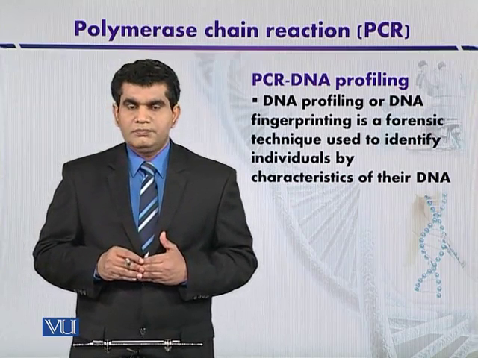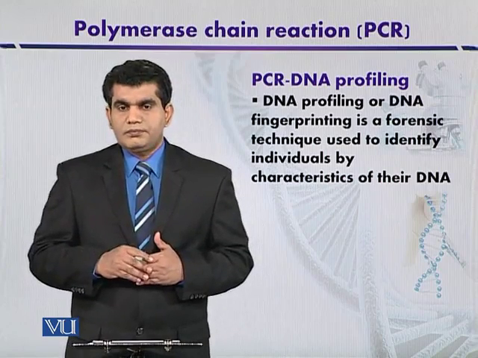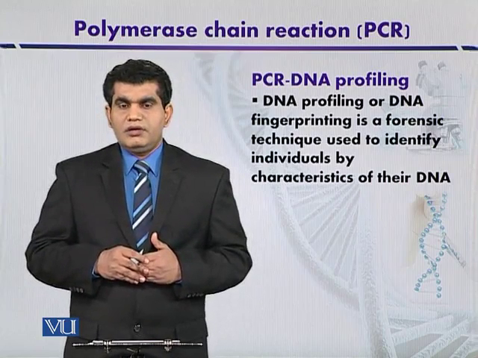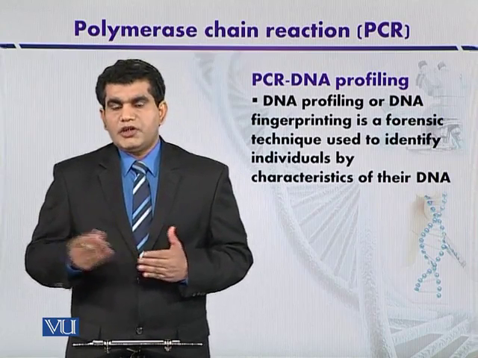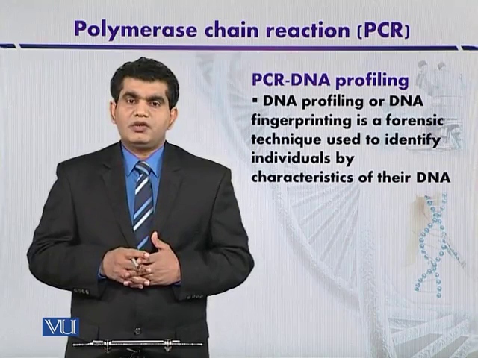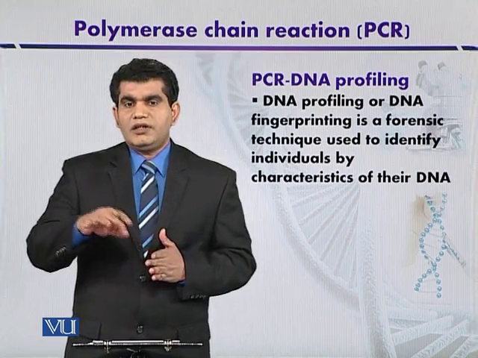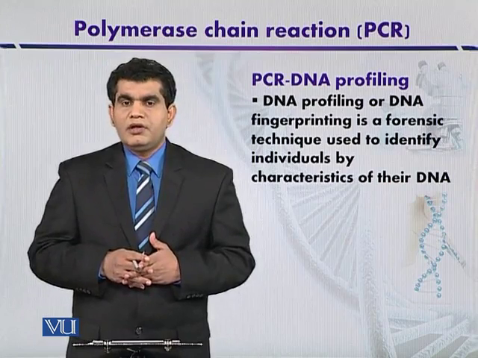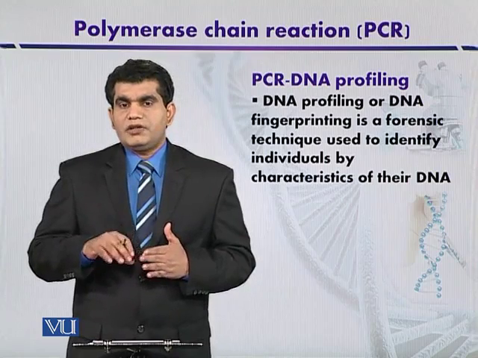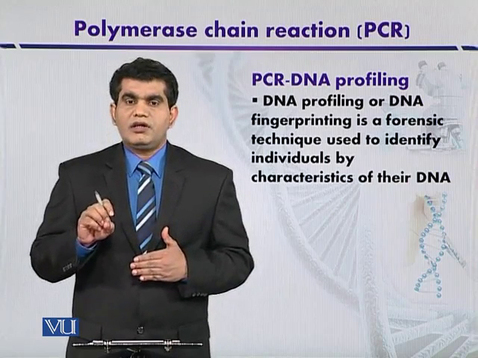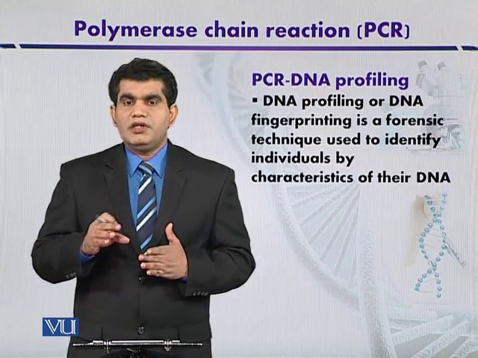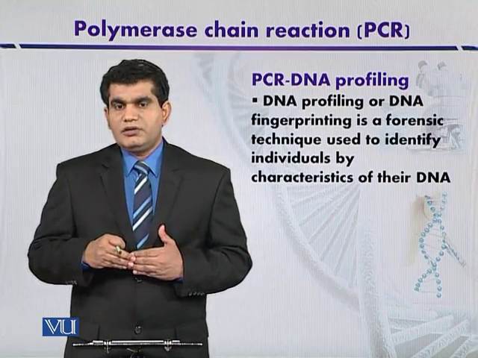For example, different information can be obtained from the crime scene, like blood samples, saliva samples, tissue samples, or some other samples. They can also be collected either at the crime scene or from the victims. And now we want to relate that a particular suspect is responsible for the situation or crime. Now, how can we do that? We can do that by using DNA fingerprinting in forensic sciences.